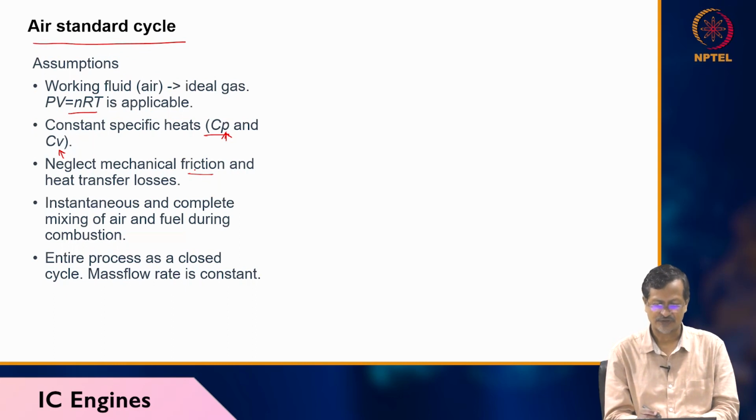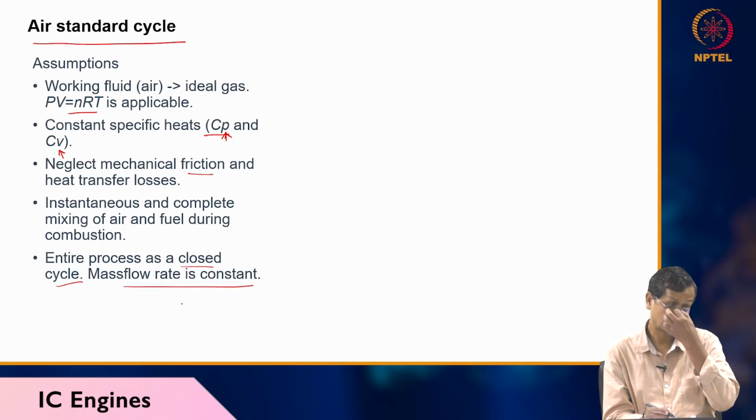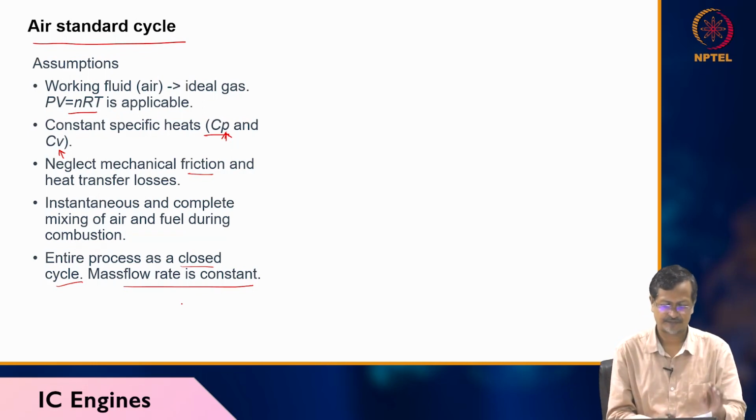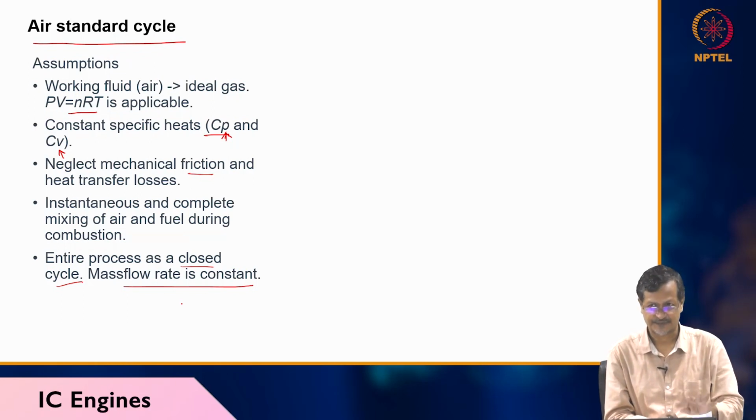Heat transfer losses we are also ignoring, so we are assuming an adiabatic process. Instantaneous and complete mixing of air and fuel during combustion. Entire process as a closed cycle. Mass flow rate is constant. So when the system is operating, the mass flow rate is constant. We will discuss what the mass flow rate is and all these things later. For now, just remember these assumptions.